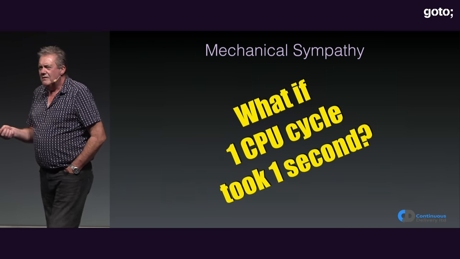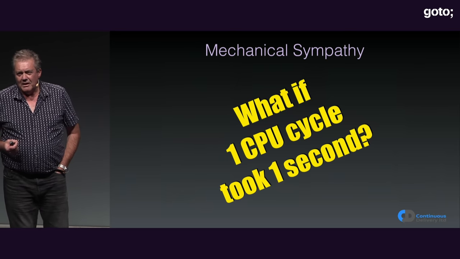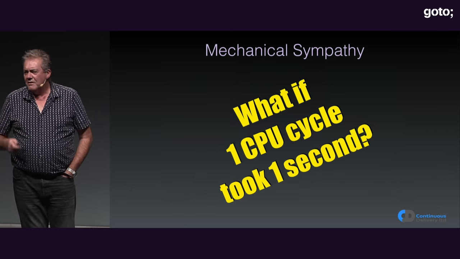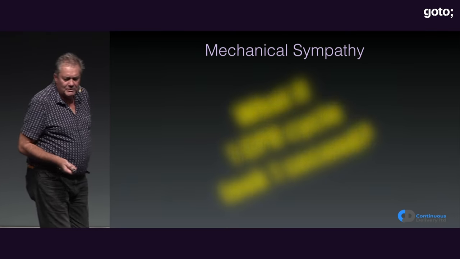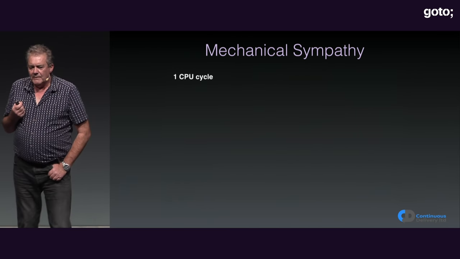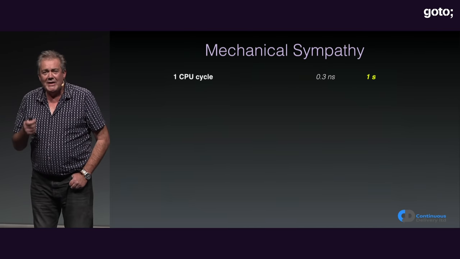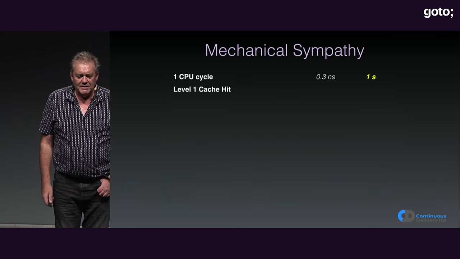Let's for a moment imagine that instead of 3 nanoseconds or so, a CPU cycle was 1 second. How would that play out if that's what was going on? So we've got one CPU cycle. In reality, it's a third of a nanosecond. Let's imagine in our world, it's going to be 1 second.